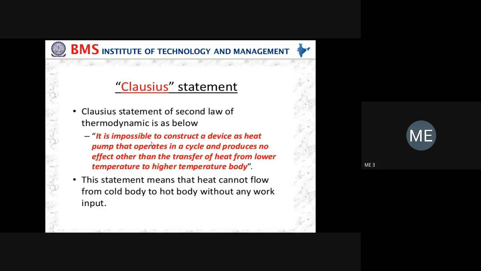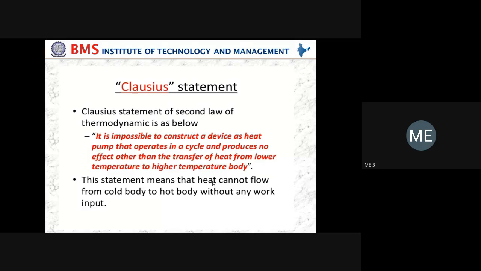I'll repeat the Clausius statement once again. It is impossible to construct a device, a heat pump, that operates in a cycle and produces no effect other than the transfer of heat from a lower temperature to a higher temperature body. In the exam you have to write the statement like this, using the technical terms. The general meaning is that heat cannot flow from a cold body to a hot body without any work input. The general meaning of the Kelvin-Planck statement is that to operate the heat engine, we should have both temperature reservoirs, sink and source. Only then will the heat engine work.